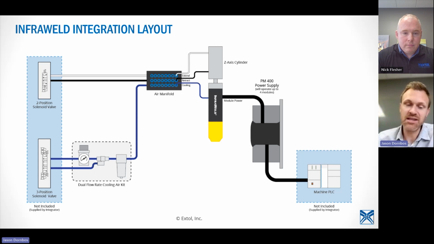This is an InfraWeld integration layout. It's very similar to the InfraStake one, but it doesn't have any punch measurement on it, so it's a little simpler. And then again, the areas in blue are things that the machine builder or the integrator would need to supply with their machine, and then everything else is stuff that Axle provides.